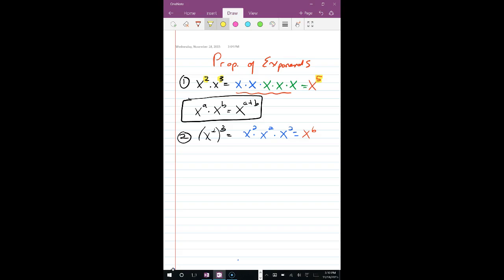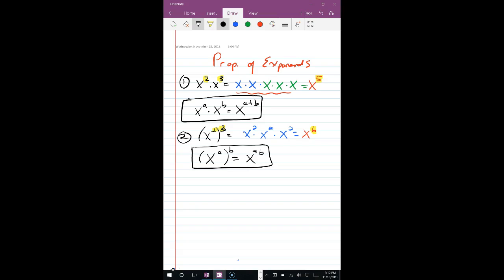Again, if we do a power to a power, we could see our new rule is that the new exponent will be the original exponents multiplied. So with that said, we could say that when we have x raised to the a raised to the b, we're going to get x to the ab.